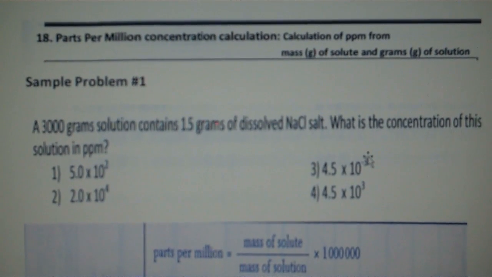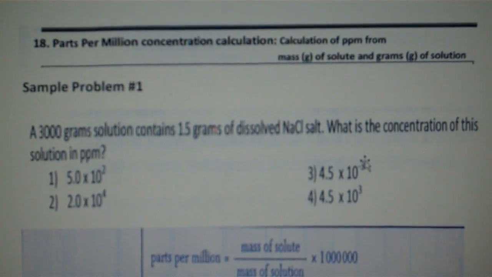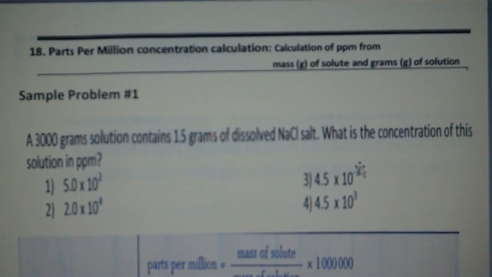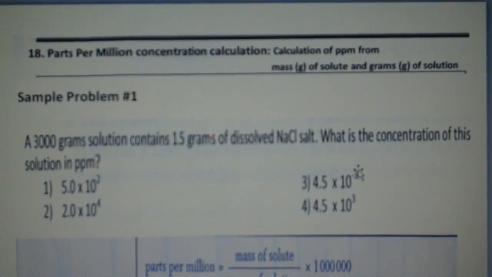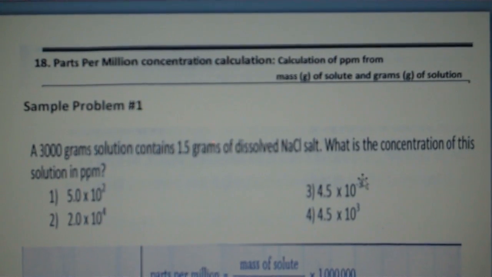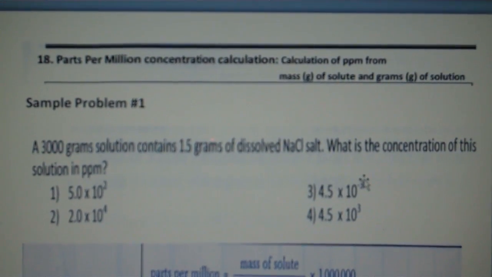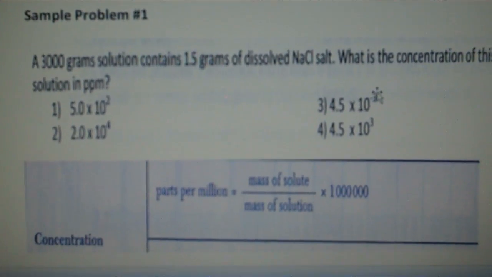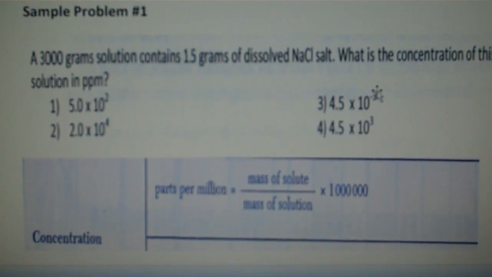This is sample problem 1. Its 3,000 gram solution contains 1.5 grams of dissolved sodium chloride salt. What is the concentration of this solution in parts per million? The equation is given below, which is found on Table T.